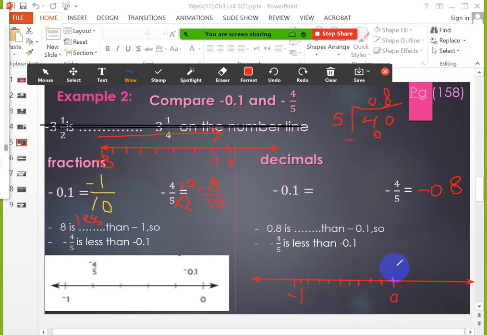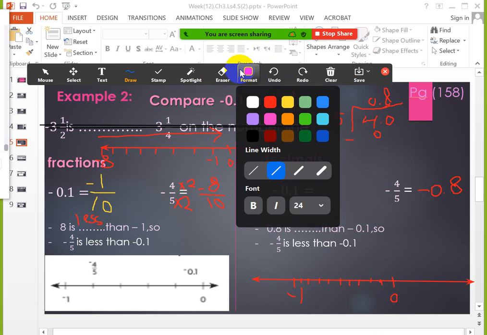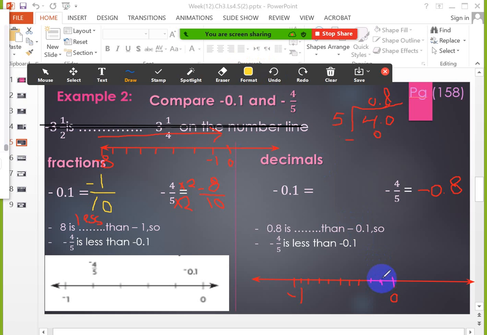Okay, the first one, negative 0.1, so it will be where? It will be here. This is negative 0.1. Okay, negative 0.8, where? I have to count 8 parts. 1, 2, 3, 4, 5, 6, 7, 8. This is negative 0.8.